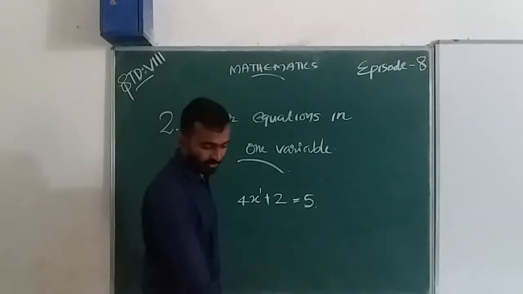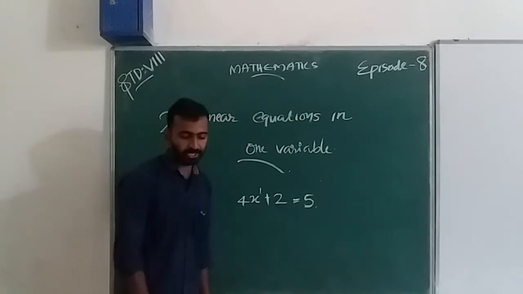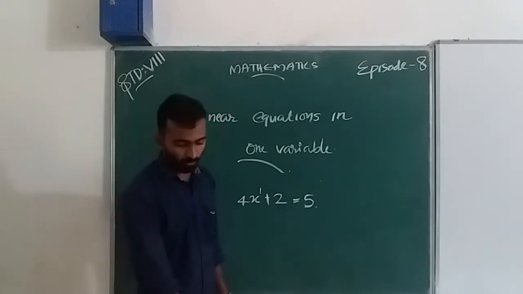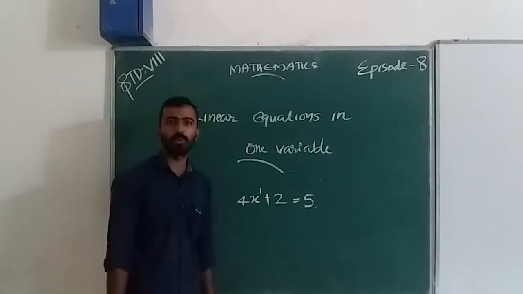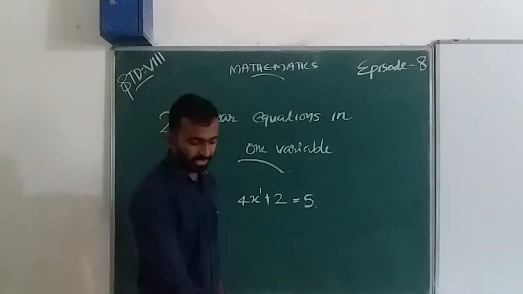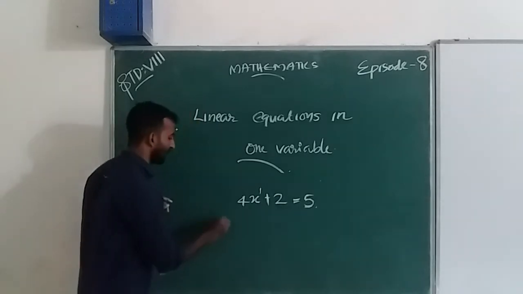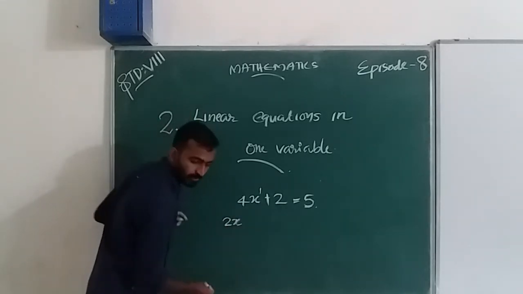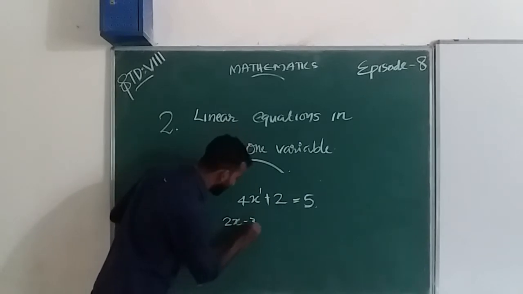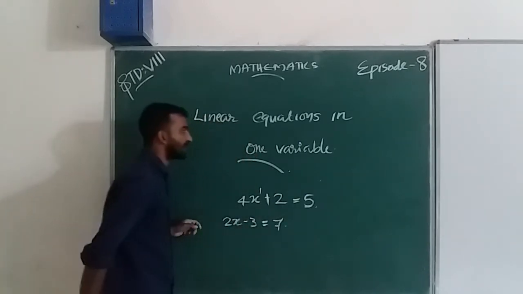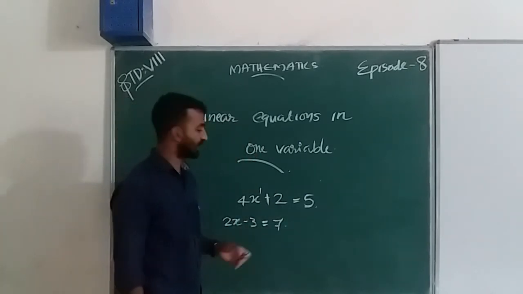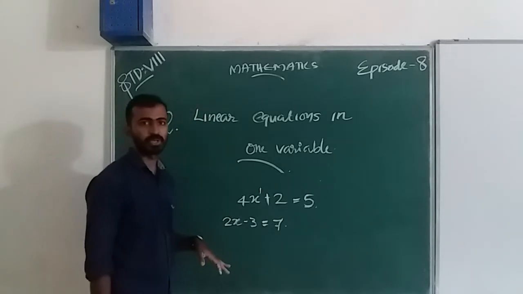What is the definition of a linear equation in one variable? We will deal with equations with linear expressions in one variable only. Such equations are known as linear equations in one variable. For example, in your text, 2x minus 3 equal to 7. This is a linear equation.